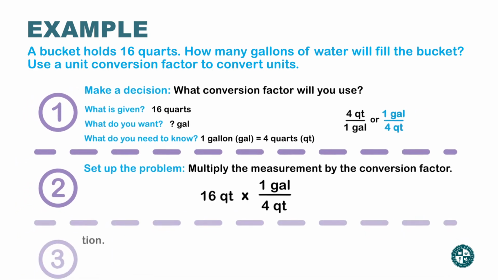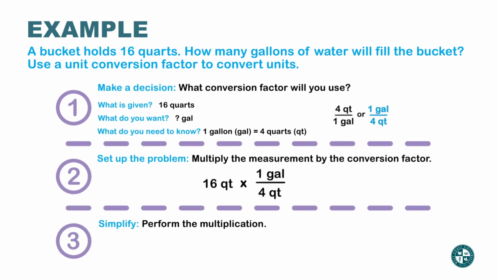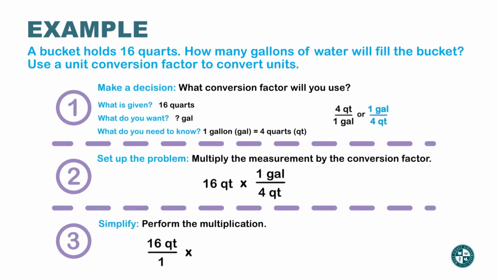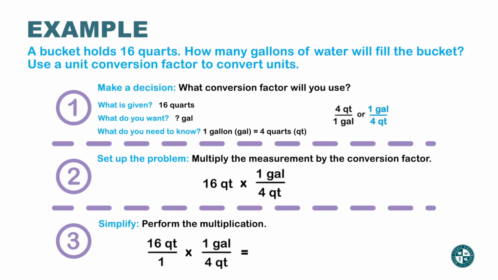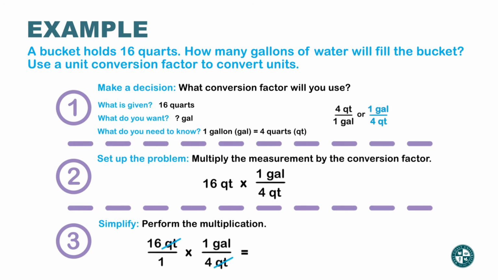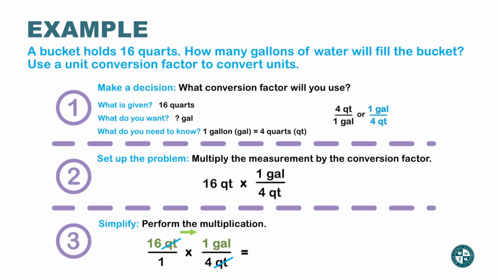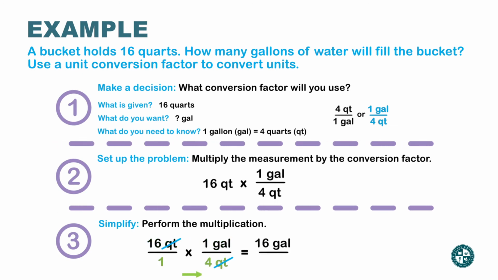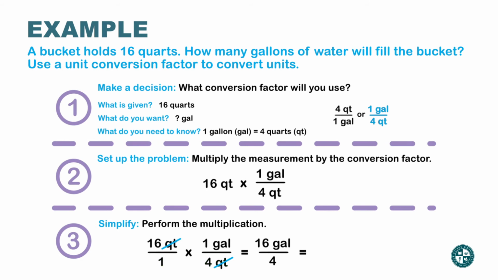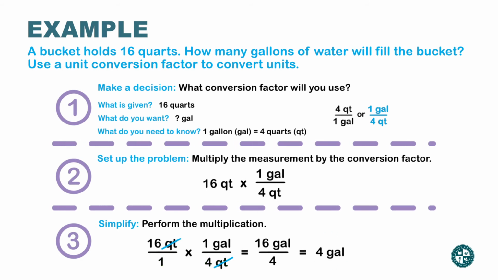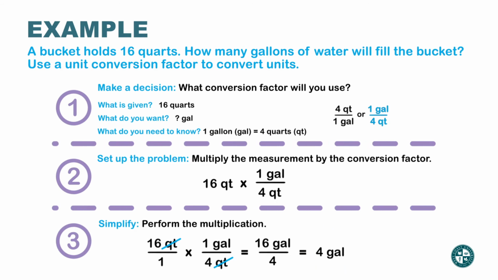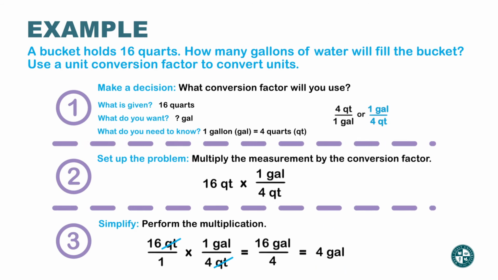Once I set it up, now I'm going to simplify. Let's multiply. I'm going to write 16 over 1 and then multiply by 1 gallon over 4 quarts. The word quarts cancel out. And then I'm just going to multiply fractions, top with top, bottom with bottom. And then I'm going to simplify. 16 divided by 4 is going to be 4 gallons. Okay? And that's how you work these word problems.